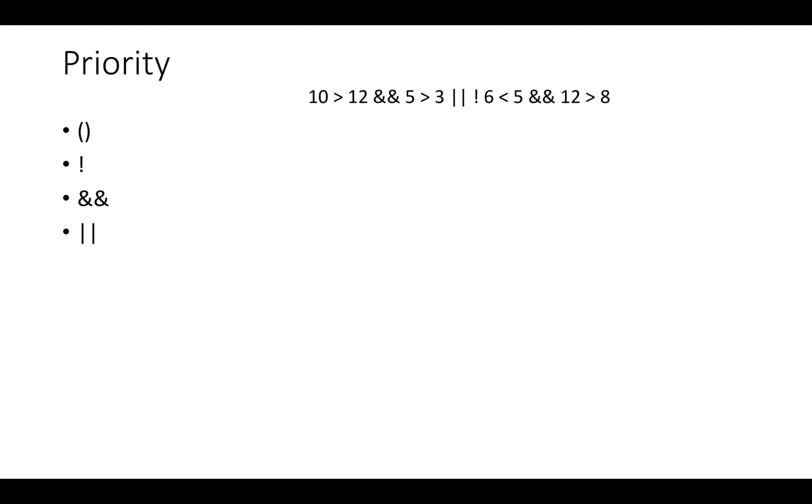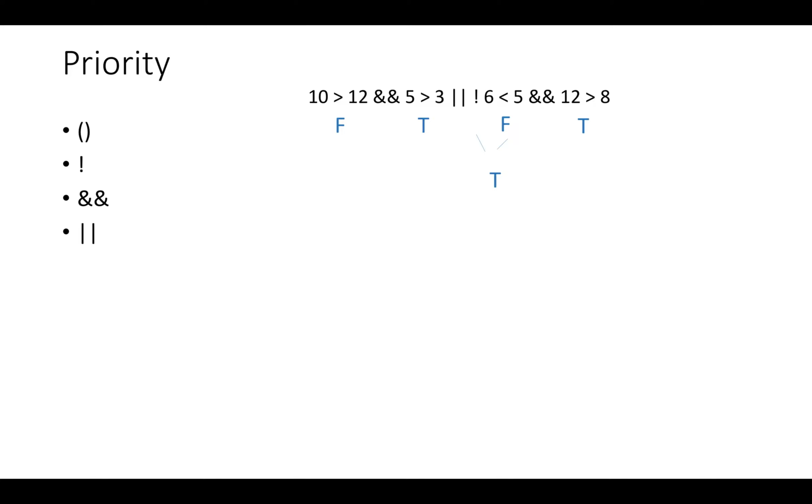Another example, here you have and, or, not. Okay, so we solve every comparison first. We have false and true or not false and true. So the hierarchy says the not should be solved first. So we have not false is true.